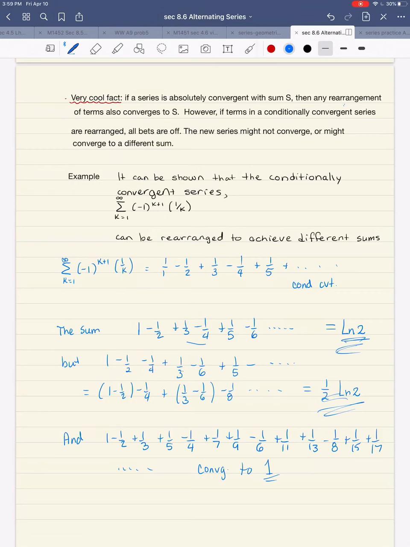And we're going to use the fact that if you've got stuff that's absolutely convergent, you can do some stuff to it, like rearrange the terms. You can also do some calculus to it when terms involve functions of x.